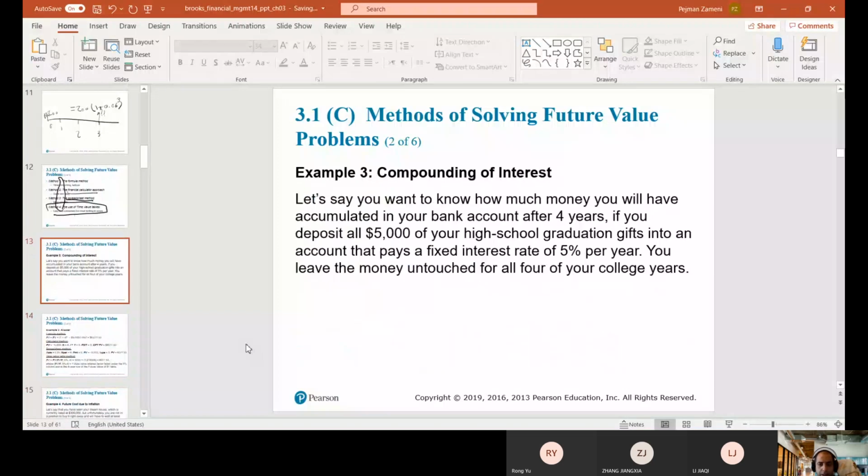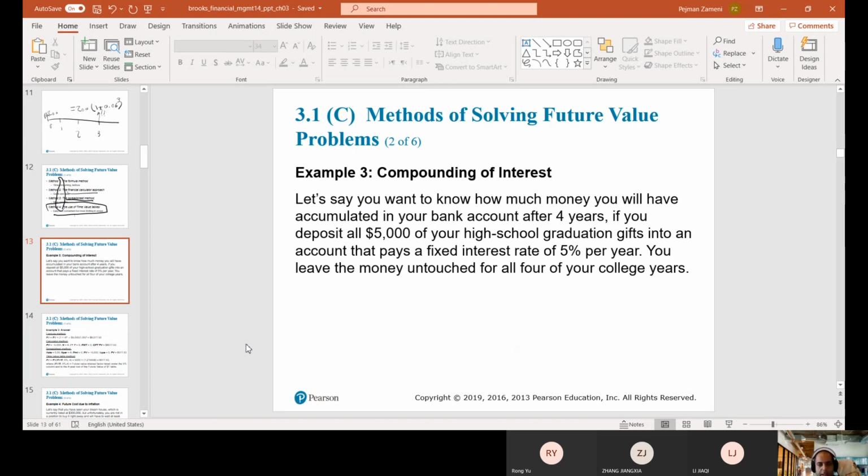See, there is another question. Methods of solving future value problems. Example 3, compounding of interest. Let's say you want to know how much money you will have accumulated in your bank account after 4 years. If you deposit all $5,000 of your high school graduation gifts into an account that pays a fixed interest rate of 5% per year, you leave the money untouched for all 4 of your college years.